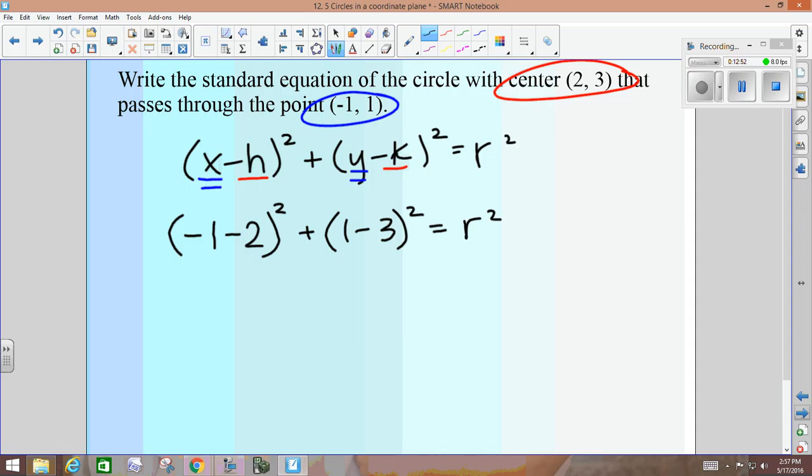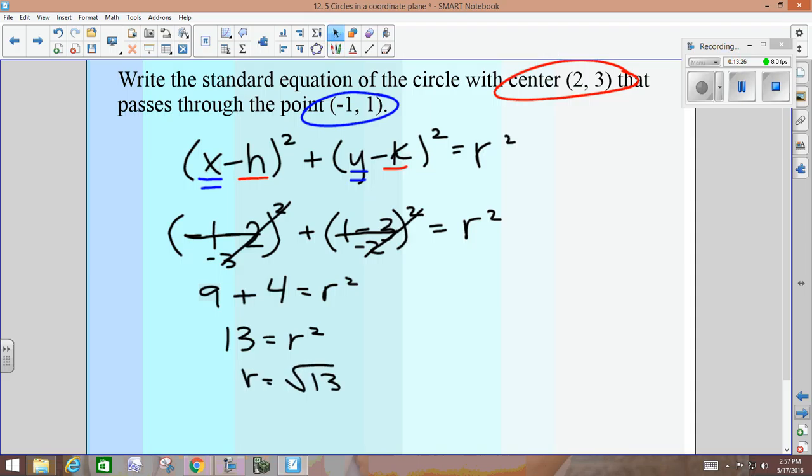Now you have an equation where we're trying to get r by itself. And over here, you're just using your order of operations. Do what's on the inside first. Negative 1 minus 2, negative 3 squared. 1 minus 3, negative 2 squared. What's 9 plus 4? So r squared is 13, which means r would be the square root of 13.